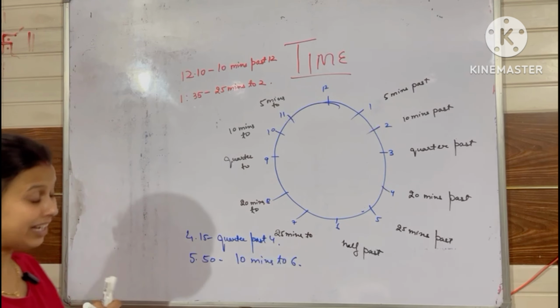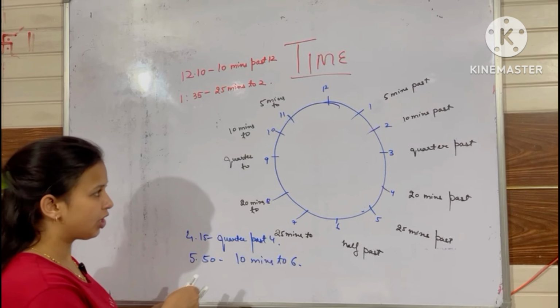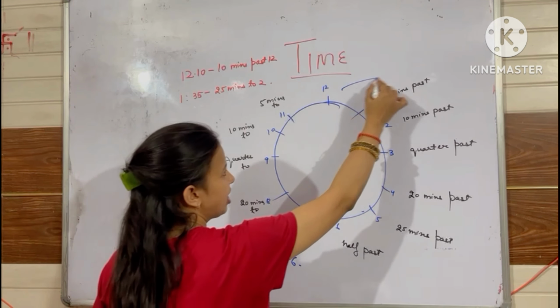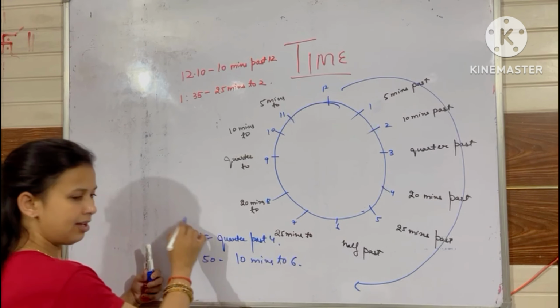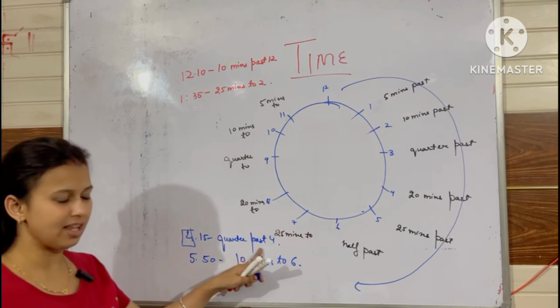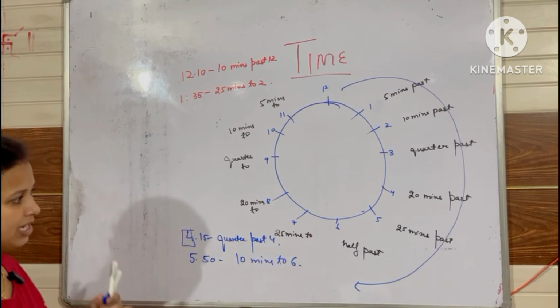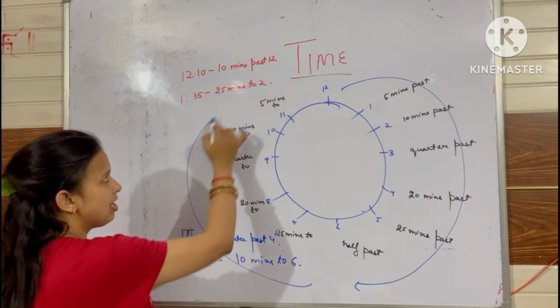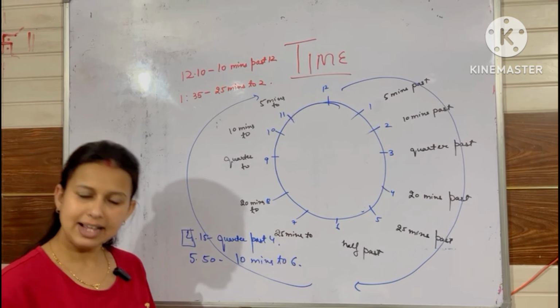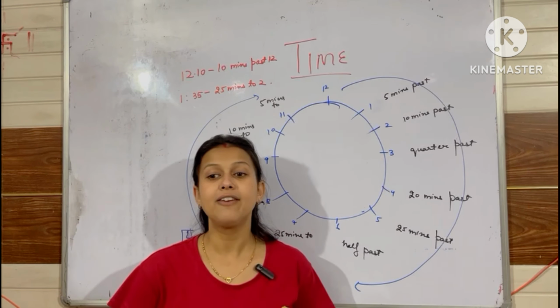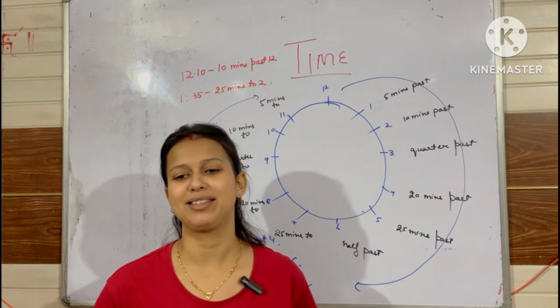Is that clear? Whatever is going here, till here, we use the same in past, right? Whatever is coming after this, we move forward. Is that clear? This is how we check the timings. Correct?